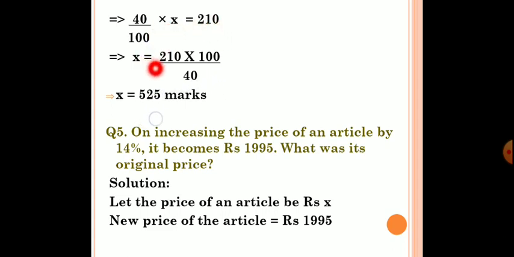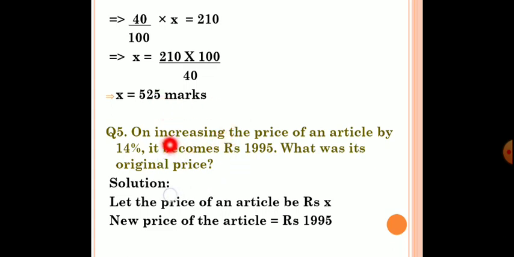So x is equal to 210. The 100 will go to the right hand side in multiplication form, into 100, and this 40 will come to the right hand side as division. So solving the equation, 210 into 100 by 40, we will get the answer as 525. So the total marks, or the maximum marks in the examination, is 525.